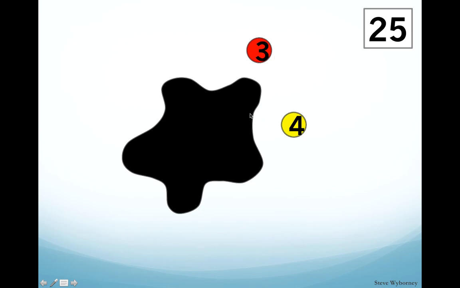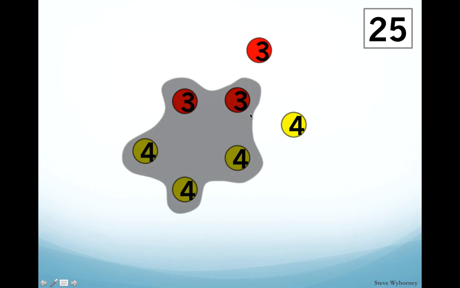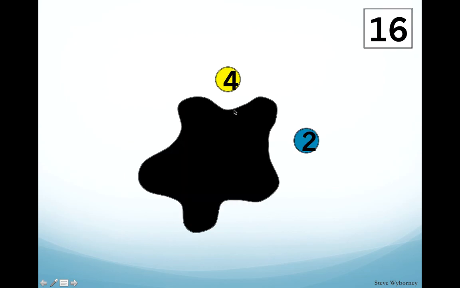Let's see if that's the combination they used. Yeah, 3 sets of 4 and 2 sets of 3. That's 12 and 6 is 18. Let's try 16. 16, and I'm only showing you 6, which means there should be 10 under here.